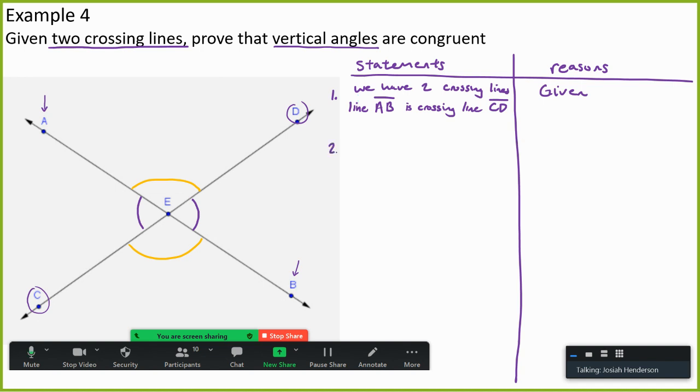Now, Levi was jumping in and doing terrific. Levi was pointing out that these are vertical angles. You're right. Why are they vertical angles? It's happening because of the two crossing lines. So let's name those vertical angles. Let's talk about one of our purple ones first. How about the left purple angle? Angle AEC.